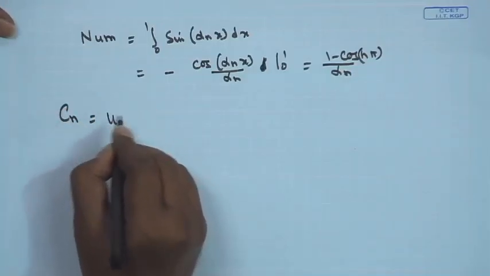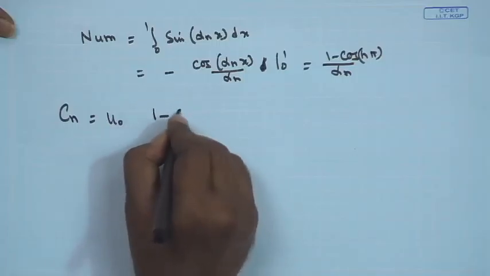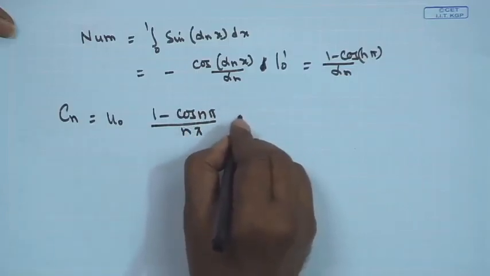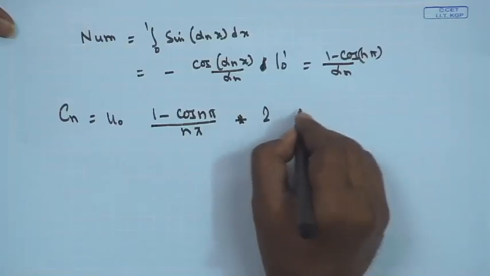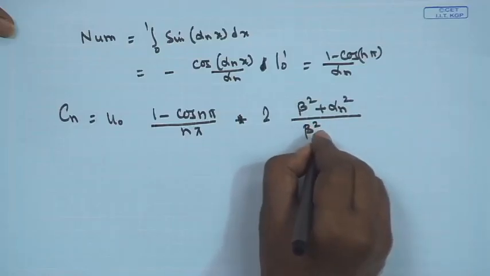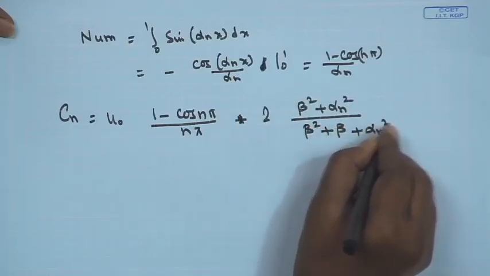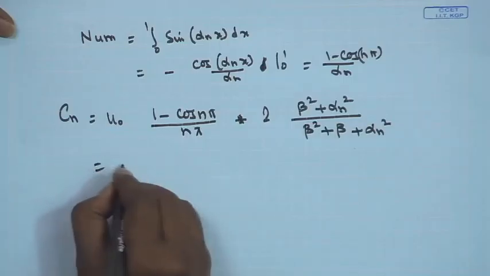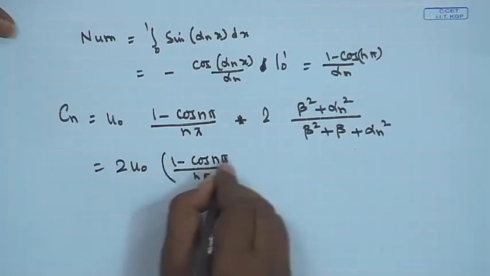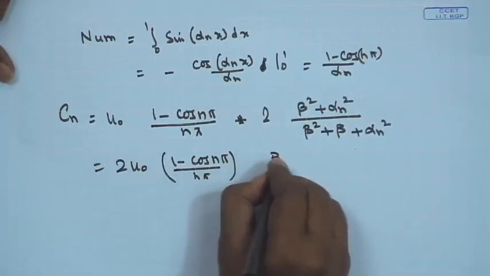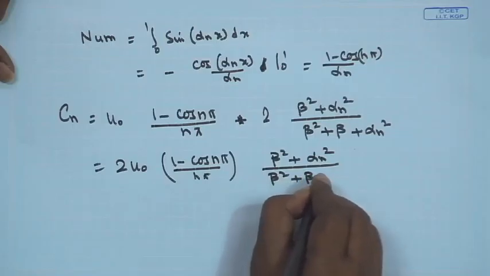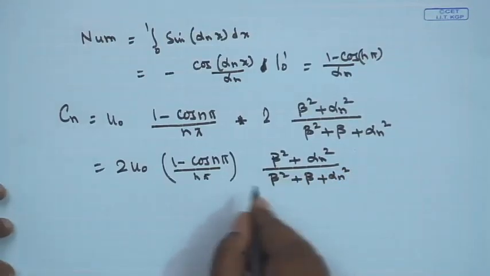C n is equal to u naught. So, the numerator is 1 minus cosine n pi by n pi, and the denominator will be multiplied in reverse. So, it will be 2 times beta square plus alpha n square divided by beta square plus beta plus alpha n square. So, we will be having 2 u naught, 1 minus cosine n pi divided by n pi, multiplied by beta square plus alpha n square divided by beta square plus beta plus alpha n square, and we will be having a complete solution.